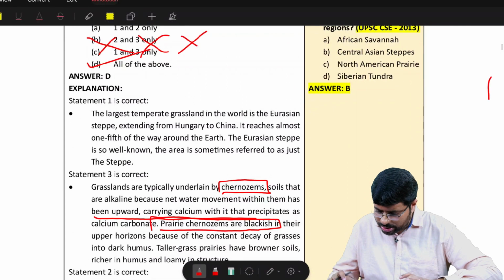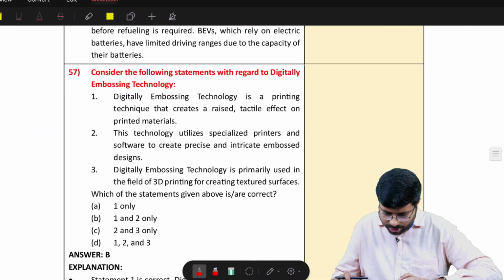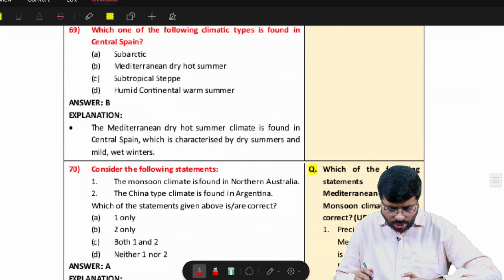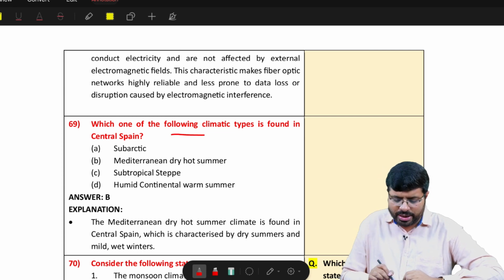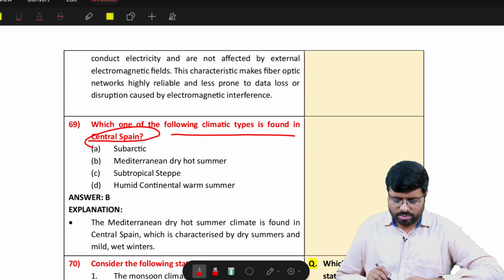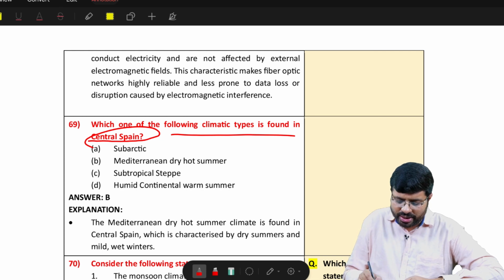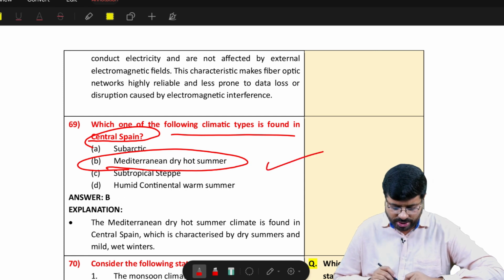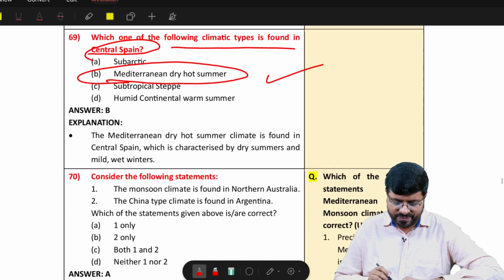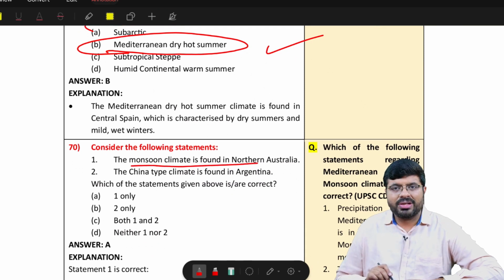Then question number 69 of the Grand Test 2 for TSPSC. See this question. Which one of the following climatic types is found in central Spain? Central Spain climatic types. See, where is Spain? Mediterranean region, very near to it. Obviously, Spain means Mediterranean. Basic common sense question. Some things you have to try to answer. Answer is B.